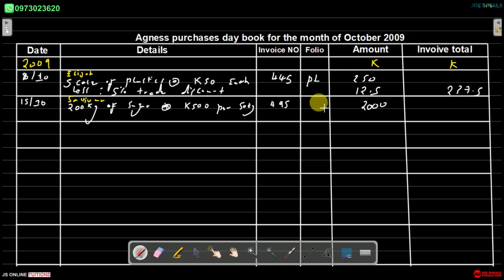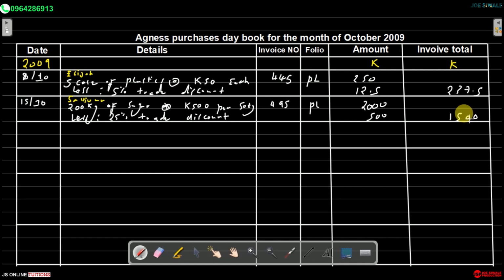So we have 495. Then we're going to see our PL there. Then we know that there was a 25% trade discount, so we're going to say less 25% trade discount. So say 25% of 2000 kwacha, and our answer is 500 kwacha. So we'll say 2000 minus 500. The answer is 1,500. Let us look at the next transaction.